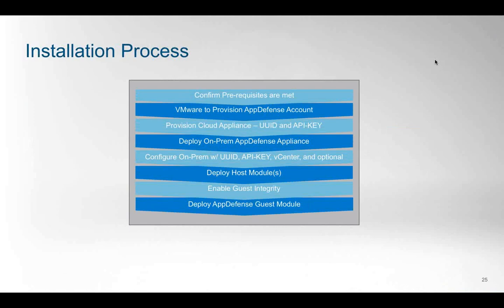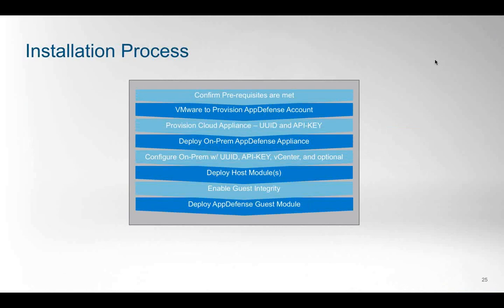The first thing we'll do is we'll provision an AppDefense account for you, which is done by VMware, which is basically getting an account in the VMware AppDefense Manager. And then from there you go and get all the code for your appliance, for on-prem, or host scripts and what have you. And we give you the UID and the API key for your appliance, which is what you put in for connecting your appliance to the AppDefense Manager.